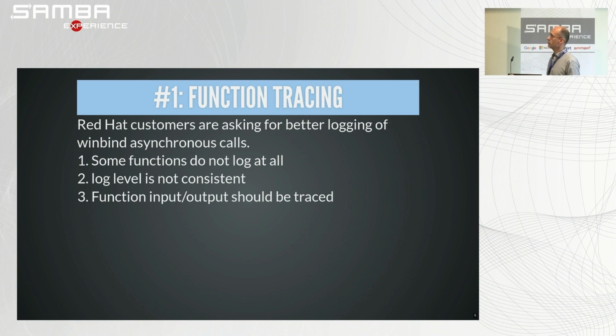So, as I mentioned already, Red Hat customers were asking for improved logging of async calls. Some functions were not logging at all, so someone was looking for some traces which he expected to be there, but there was just nothing. Then the log level was not consistent. Some functionality is traced at level 10, some 5, some 3. So this work made sure that it's consistent and that at least the important functions were enhanced to trace also input and output data.